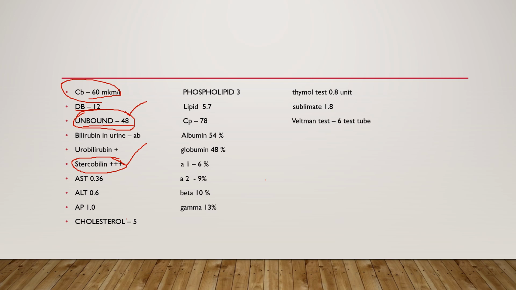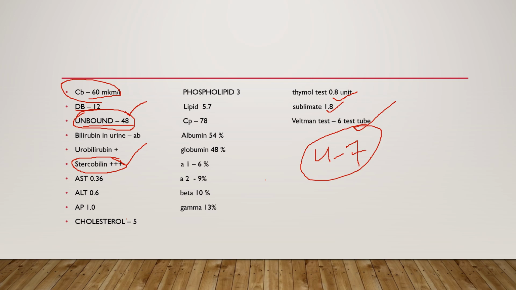You see the Weltman test at 6 test tubes, and I told you if the test tube is 4 to 7, then it is normal. We are not talking about any inflammation. The sublimate test is 1.8, which is also normal. We cannot say anything about inflammation. The thymol test is slightly increased, not so much, so we cannot say anything about inflammation. The levels of alpha 1, alpha 2, beta, and gamma are also in their normal state, so we cannot say anything about acute or chronic inflammation.